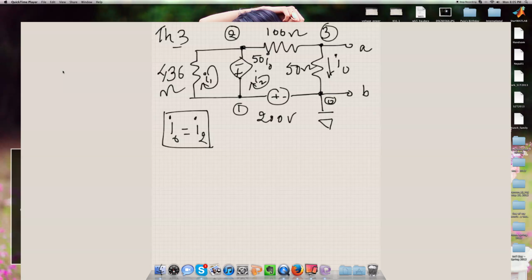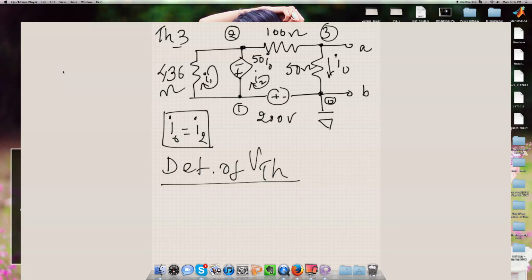Let's go ahead and write this subheading, determination of Thevenin. Notice that the goal in this problem is to determine the Thevenin voltage V Thevenin and Thevenin resistance R Thevenin, and finally figure out the max power this circuit can deliver.